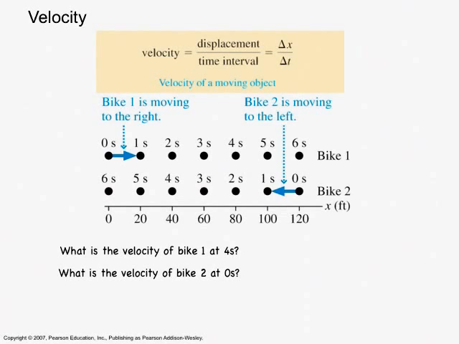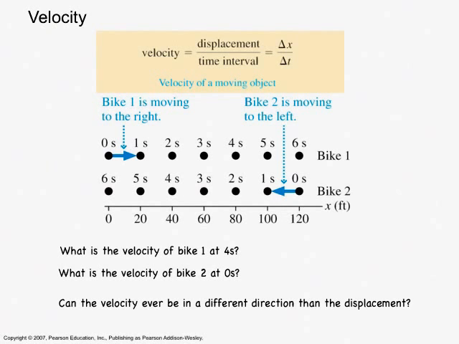Bike 1 and Bike 2 have the same speed of 20 feet per second, but their velocities are different. Bike 1 has a positive velocity of 20 feet per second, Bike 2 has a negative velocity, or the velocity to the left of 20 feet per second. Velocity is simply speed with direction.